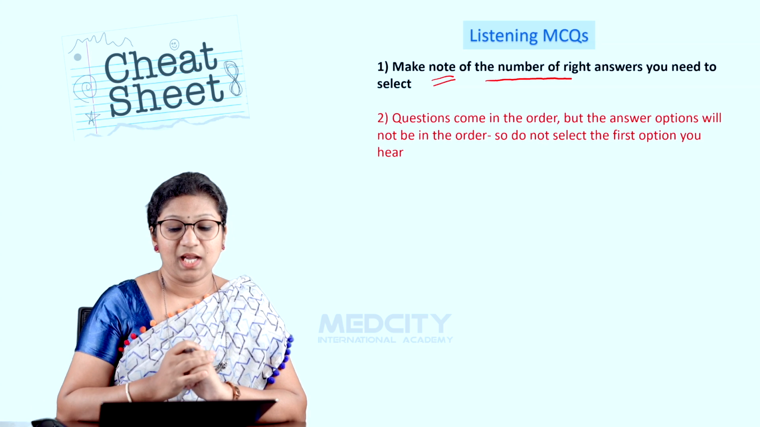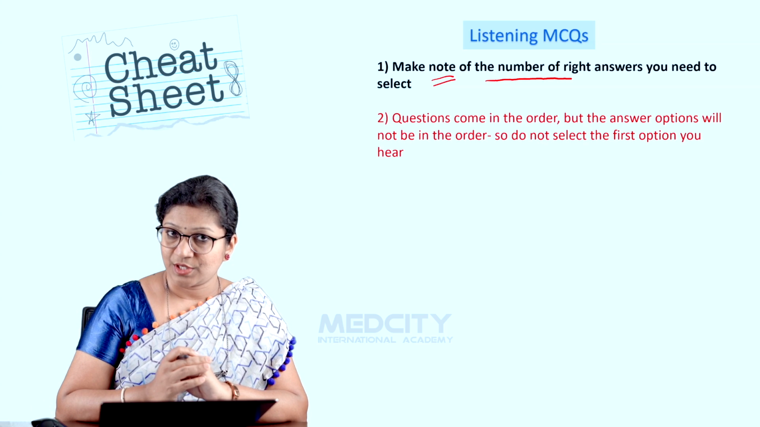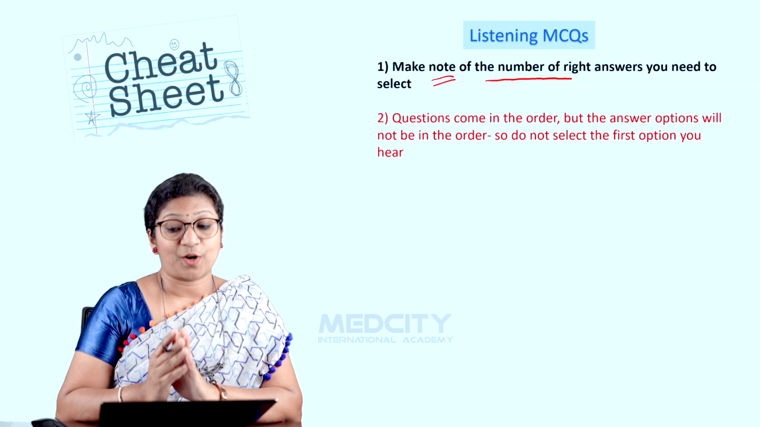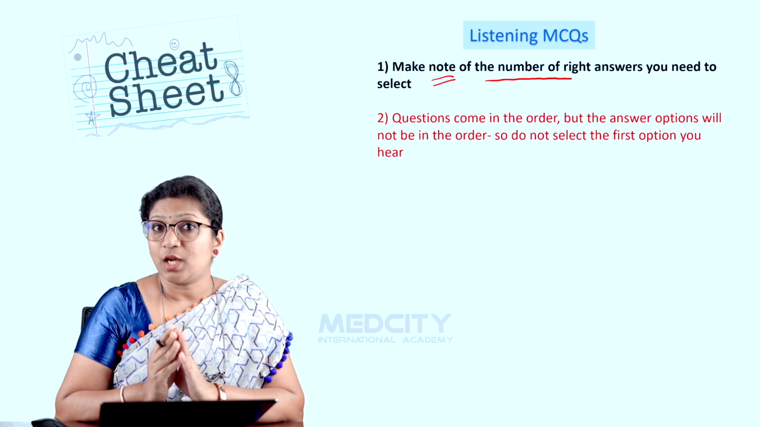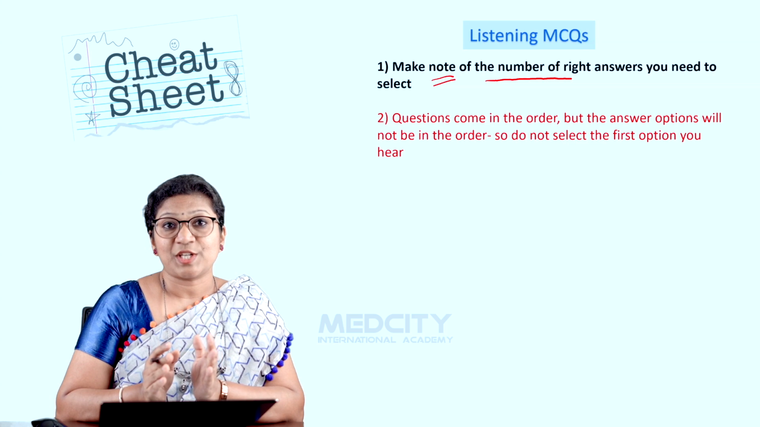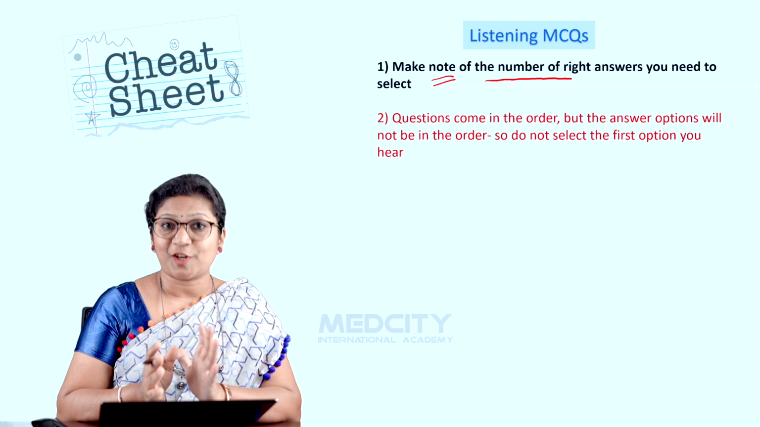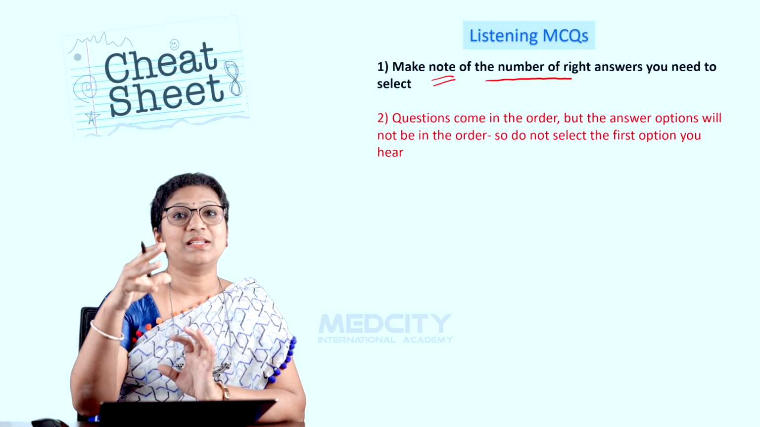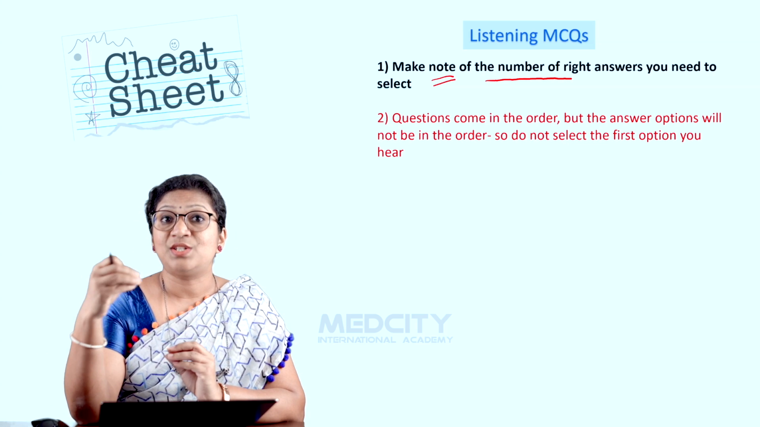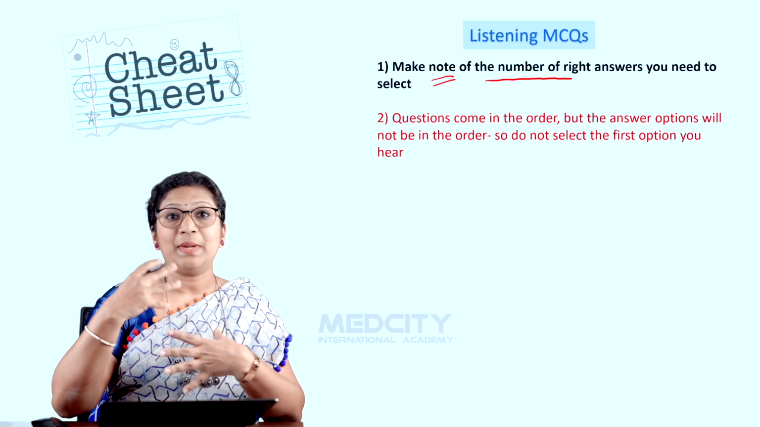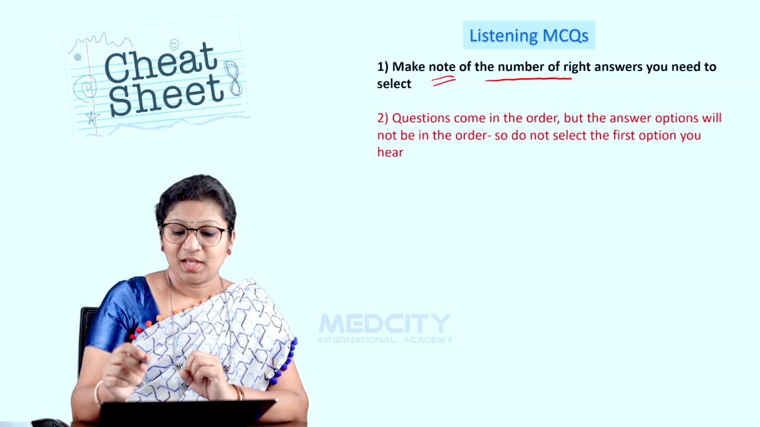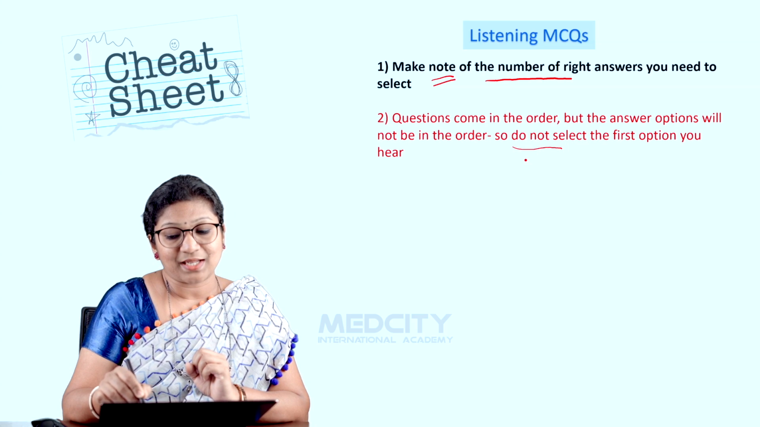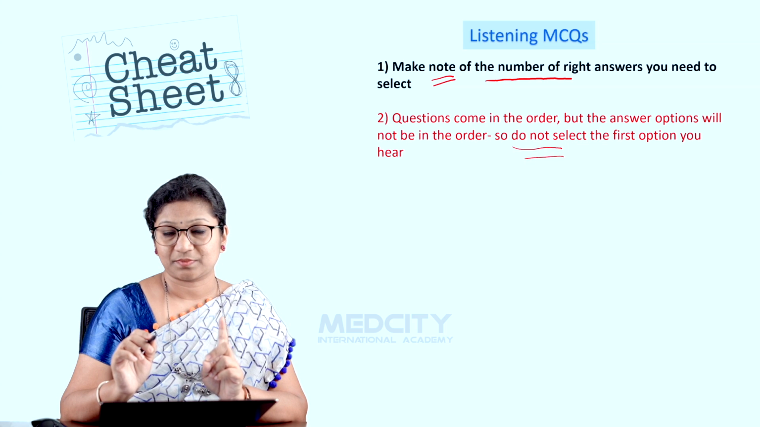Second, questions come in order, of course, like we saw 11, 12, 13, but the answer options will not be in order. So the conversation follows the same order and structure of the questions given. But within that, the answers that you would be listening to, or the words used in those options, will come in jumbled order. So be prepared for that and do not select the first option you hear.